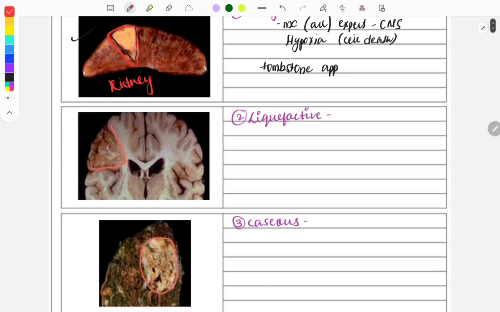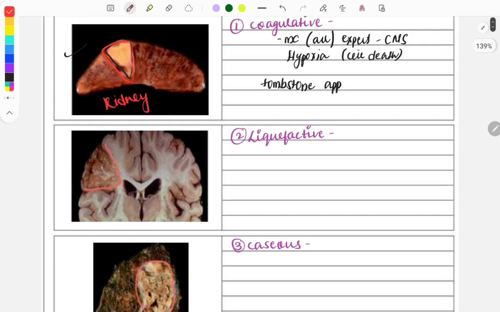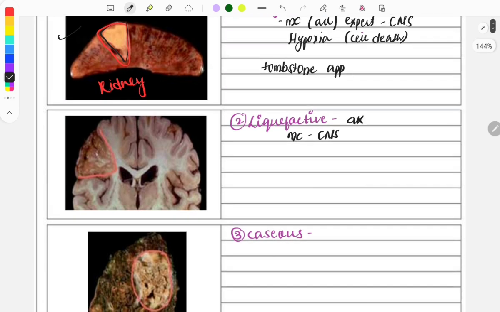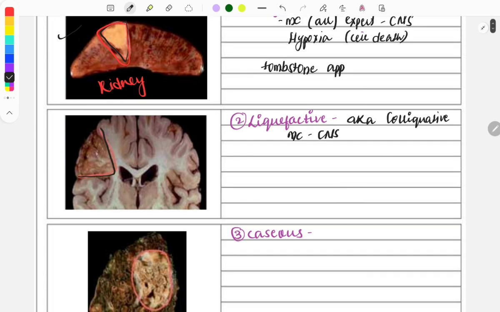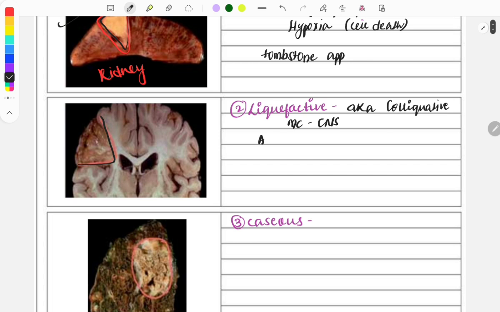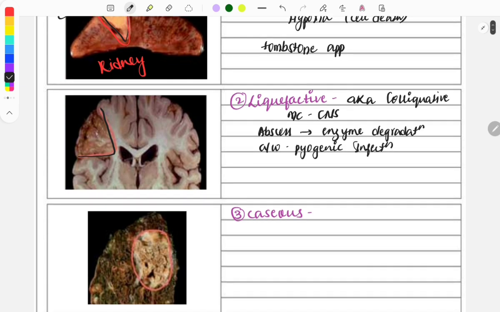Okay, then moving on, liquefactive necrosis. Liquefactive necrosis is most commonly seen in the CNS, usually in the brain, and it is also known as colliquative necrosis. As you can see here in this image, this is the necrosis seen in the brain. This is mostly associated with the formation of an abscess, due to which enzymatic degradation will be seen. This is also associated with pyogenic infections.